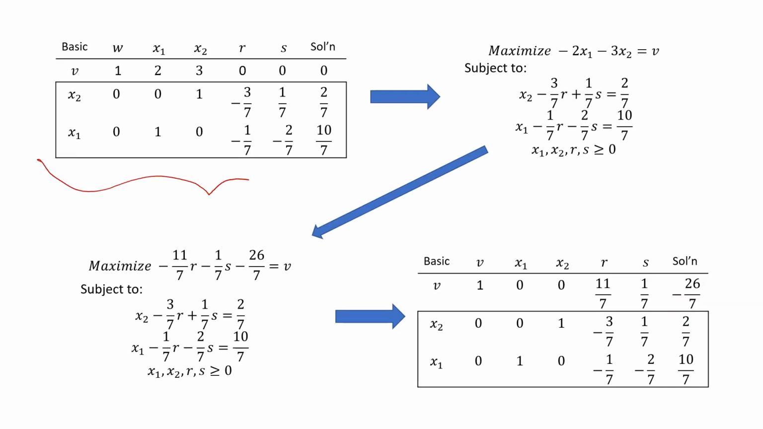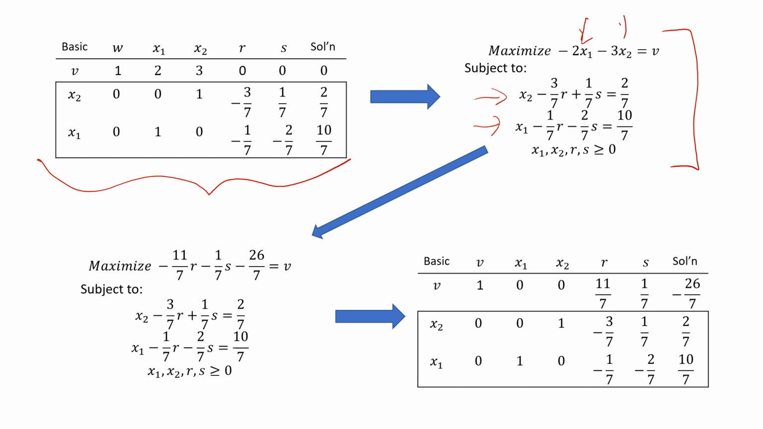This is the tableau that we got when we dropped our A and B. Here is the linear program we get when we write it out. Notice our basic variables now are x1 and x2. Each one is in a single constraint with a coefficient of 1. So we can rewrite a constraint as x1 equals 1/7 r plus 2/7 s plus 10/7, for instance. And we can substitute that back into our objective function.